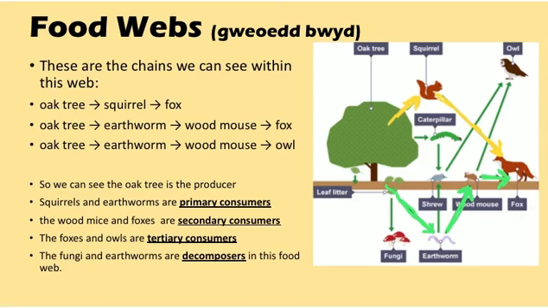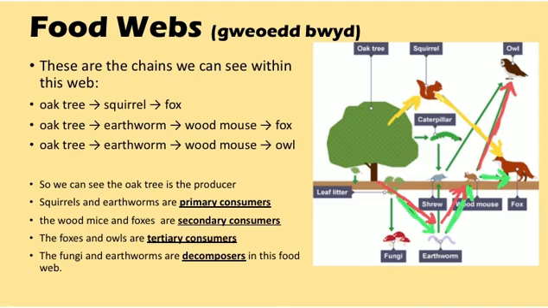And the third one I can see, I'll use a red arrow this time. Again, we go oak tree to earthworm, earthworm to wood mouse. So that's the same food chain so far, but another thing that can eat a wood mouse is an owl. Okay, so this time the owl eats our wood mouse. So our tertiary consumer is different this time.